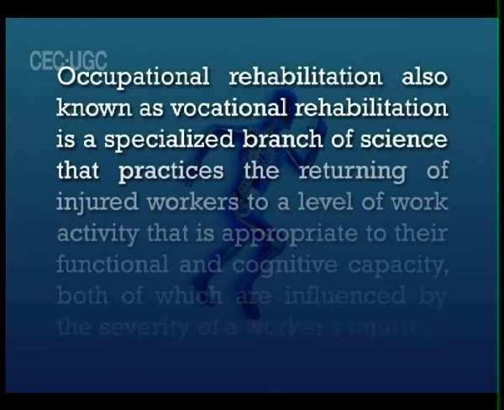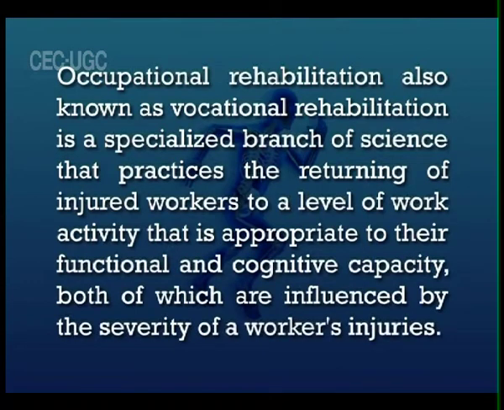Occupational rehabilitation, also known as vocational rehabilitation, is a specialized branch of science that practices the returning of injured workers to a level of work activity that is appropriate to their functional and cognitive capacities, both of which are influenced by the severity of a worker's injuries.